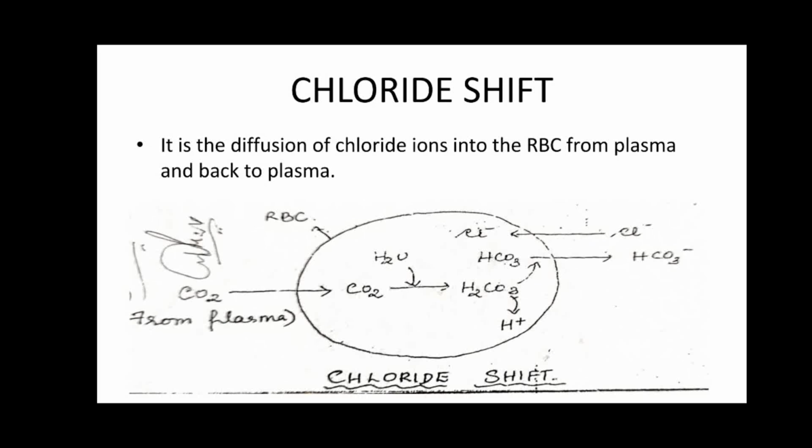To maintain electrical neutrality, the chloride ions in the plasma will move towards the RBC. This is called chloride shift. Briefly, it is the diffusion of chloride ions into the RBC from plasma and back to the plasma. It increases the carbon dioxide capacity of the RBC.